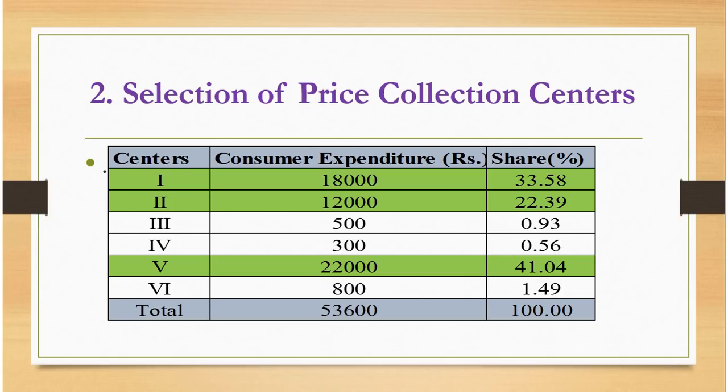There are six centers from which we have to select. The total consumer expenditure of those centers are given in column B of this table, and the expenditure shares of those centers are given in column C. It seems that the most important centers for our purpose are center V, center I, and center II.